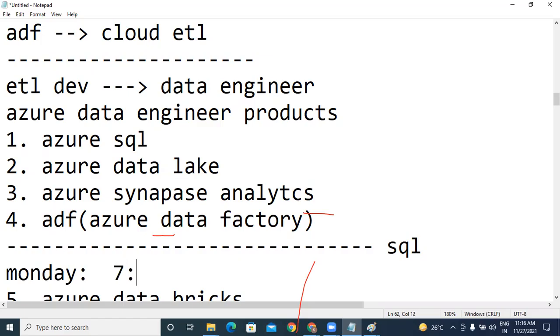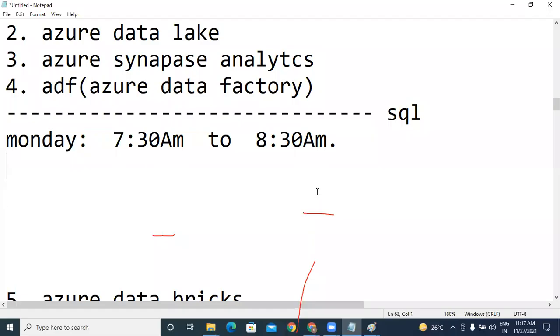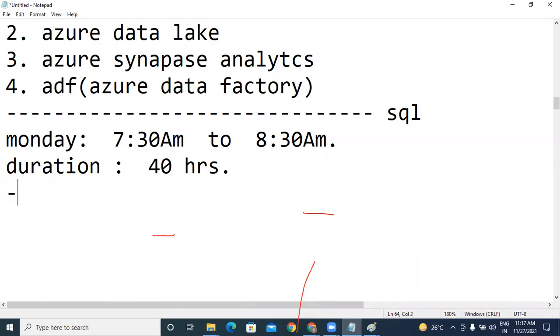Timings are 7:30 a.m. Remember this. To 8:30. Sometimes it may go up to 8:45, depending on the topic, because some topics in the middle I cannot cut off. Sometimes it may extend for 15 minutes, so please cooperate for that. 7:30 a.m. to 8:30 a.m. Duration: 40 days, meaning 40 hours. Very easy to learn. Very, very easy to learn.